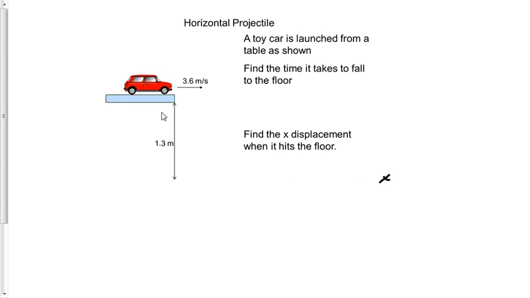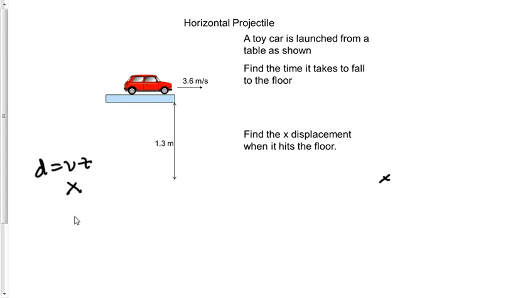We'll need to figure out the time it takes for it to get to the floor in order to figure that out. Remember, we must keep X and Y completely separate. What do we know in the X direction? Well, we know it is constant velocity. Therefore, the only useful equation is d equals vt.